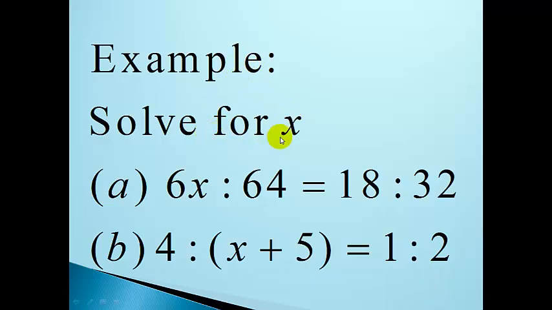Example: solve for x. A. 6x is to 64 is equal to 18 is to 32. B. 4 is to x plus 5 is equal to 1 is to 2. Now let's look at how best we can solve this problem.